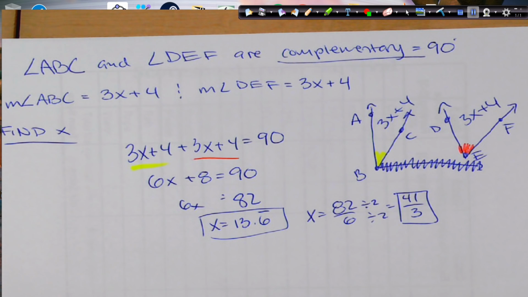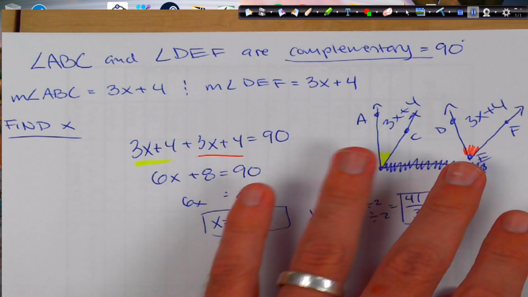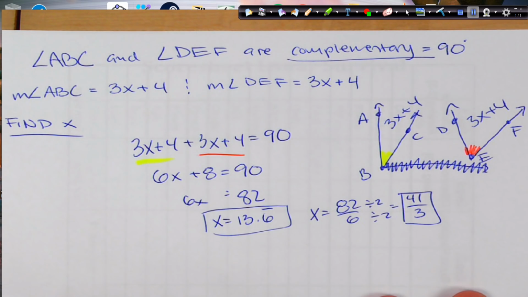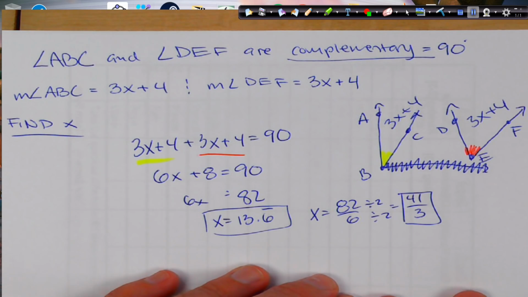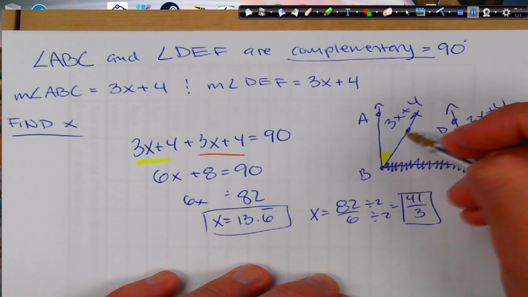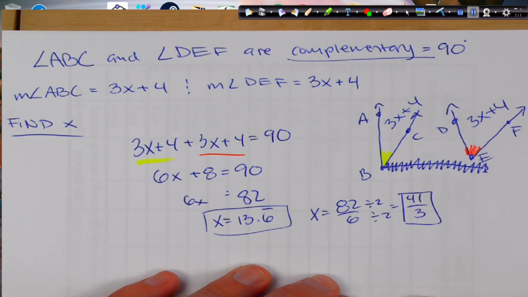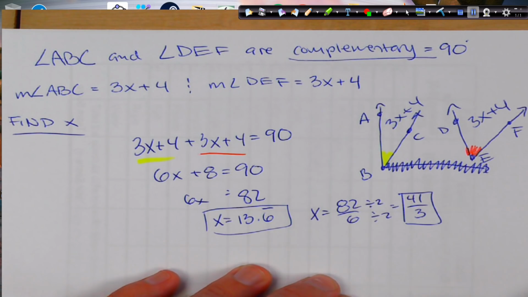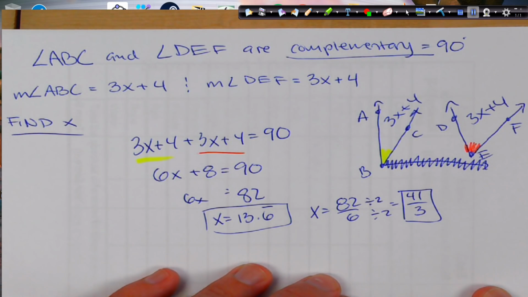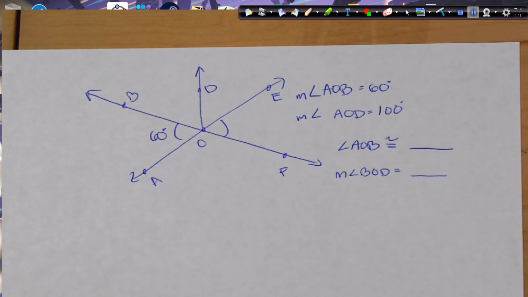Okay, here's my question. Would these two angles right here still have the same value? What would that value be? Well, if they are both the same as each other, because we see 3x plus 4, 3x plus 4, and they both add to 90, I would probably assume they're both going to be 45. And if you plug in this value in here, I think you'll find you'll get 45. All right, let's look at one more.